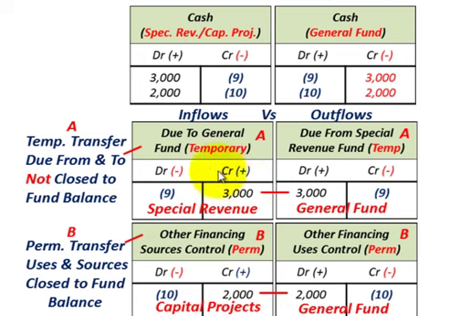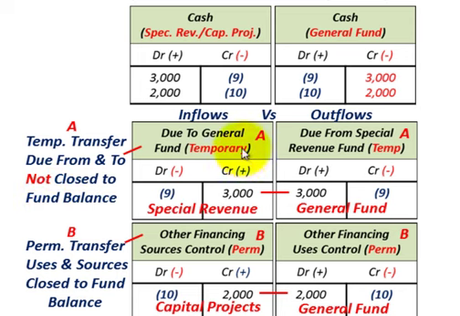Okay, and then the other thing, when you're talking about these temporary transfers, we have to understand that the due from and the due to accounts are not closed to the fund balance at the end of the year, whereas for the permanent transfers, which we're going to look at, those uses and sources accounts are actually closed to the fund balance at the end of the year. And when we're talking about the fund balance, that acts as retained earnings. If you're looking at a for-profit company, you'd consider that retained earnings, but in terms of governmental accounting, you would call it fund balance.